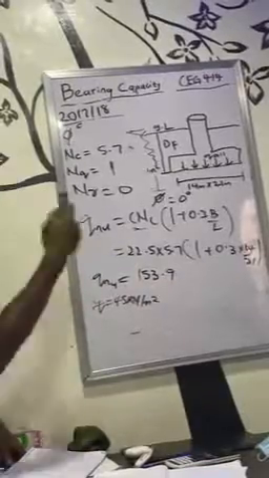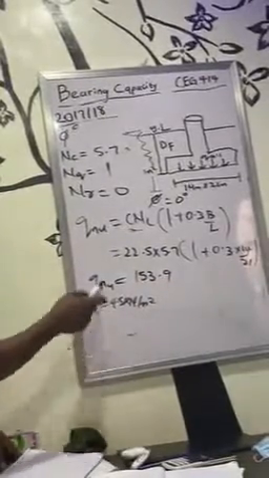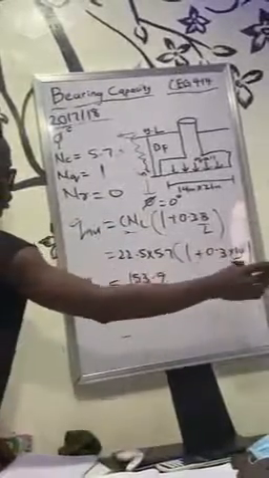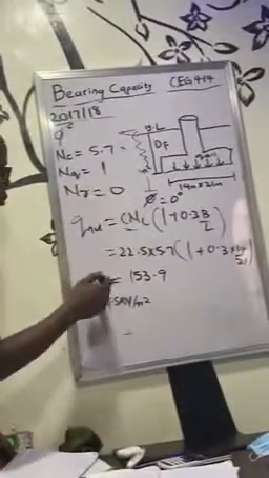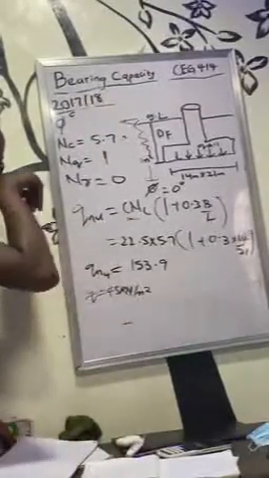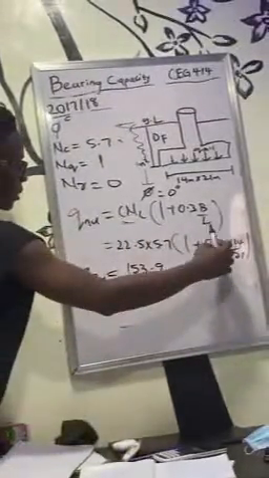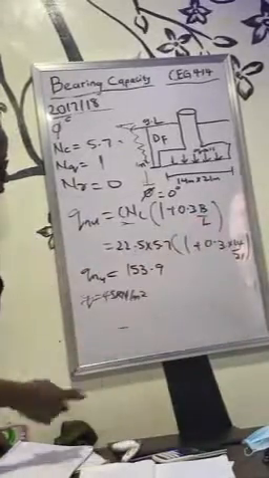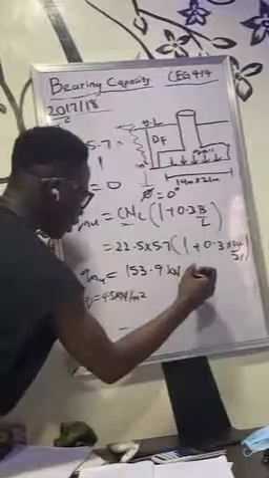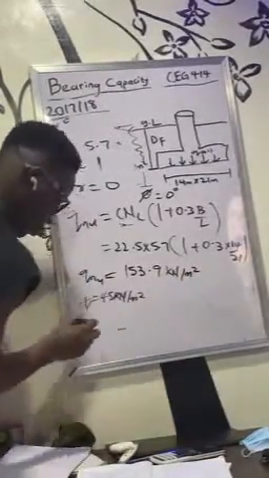If angle of internal friction is 0, we get our NC, NQ, N gamma from the table. You can get the table online anyway. Once N gamma is 0, the third part of the equation is void. Once NQ is 1, to calculate QNU, NQ minus 1 will give 0. The second part of the equation is void. So we are left with CNC into 1 plus 0.3 D over L. So we get our QNU to be 153.9 kN per meter square.